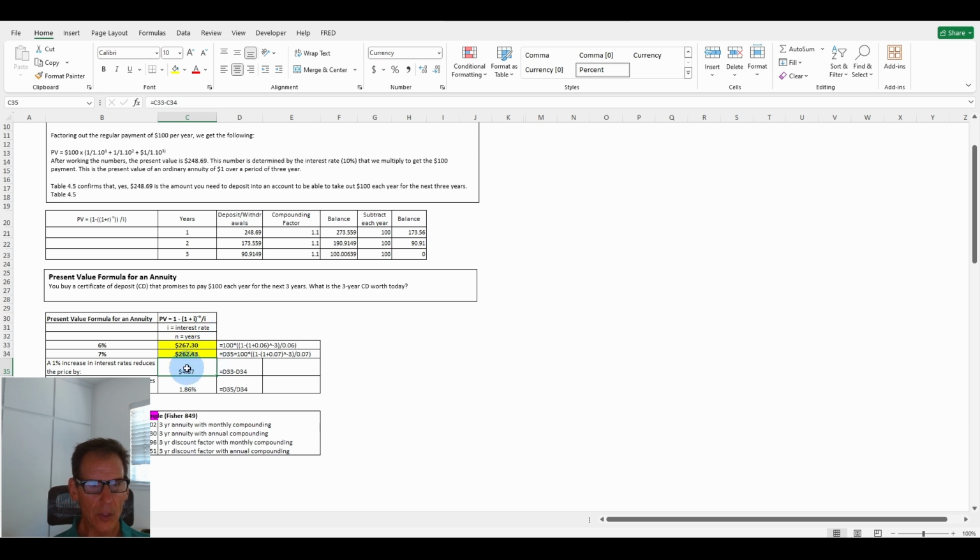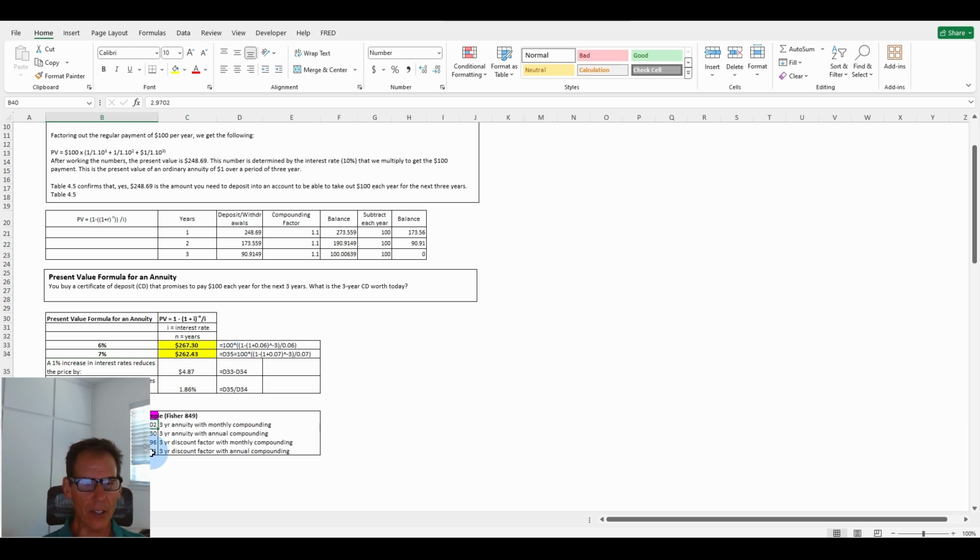So figure it out. The price difference, this 267 will drop to the $4.87 price difference between the 6% and the 7%. You just lost $4.87. That means 1.86% loss because interest rates went up to 7% on this short-term maturity. So that's it in a nutshell.